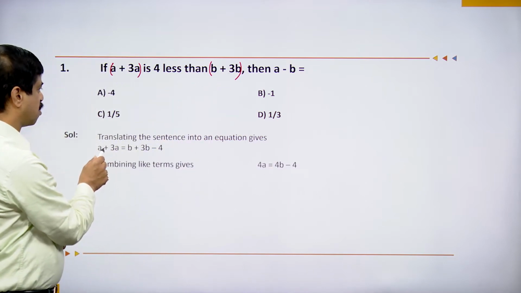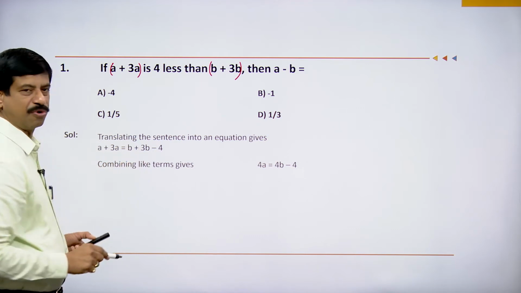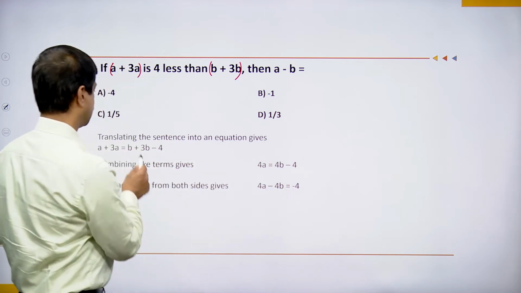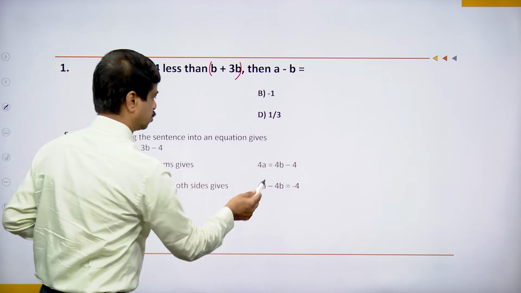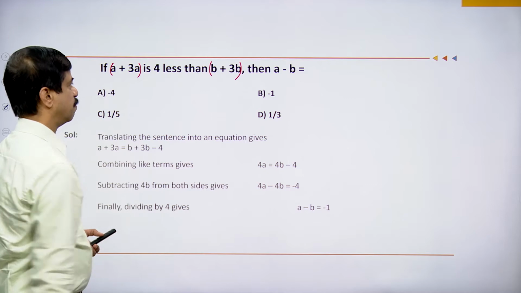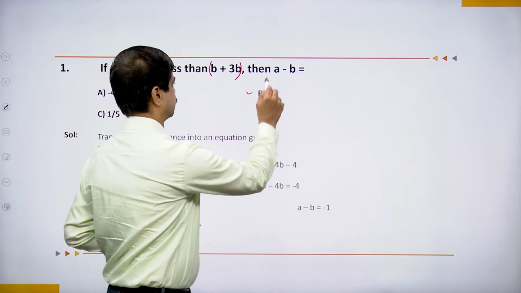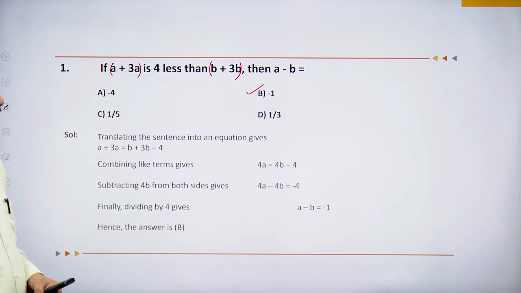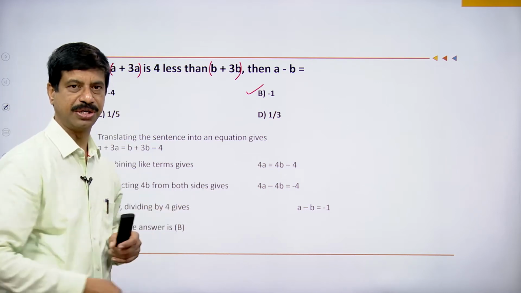So what is this now? 4a equal to 4b minus 4. So you can take 4 common and eliminate, bring that 4b to the left. So you'll get a minus b equal to minus 1. So your option B satisfies the given conditions, right children? So let's proceed after you take a screenshot of it.